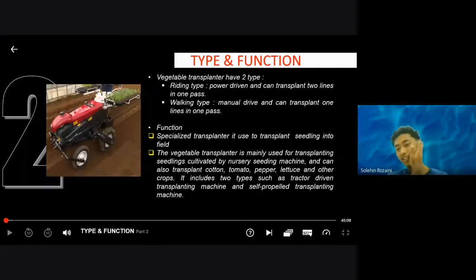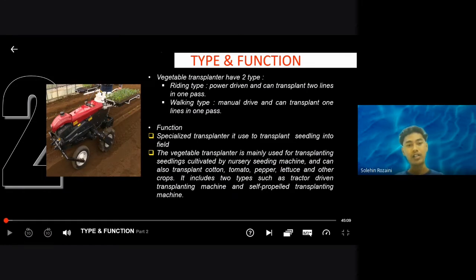Okay, thank you, Arif Farhan, for a good introduction. And now, let's talk about the types of vegetable transplanter and function. The vegetable transplanter has two types. The first one is the riding type, and the second one is the walking type. The riding type is power driven and can transplant two lines in one pass. And the second one is the walking type, manual drive and can transplant one line in one pass.